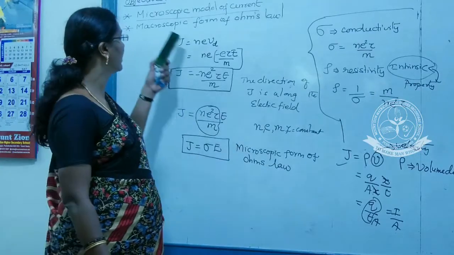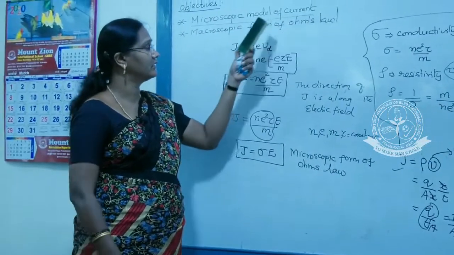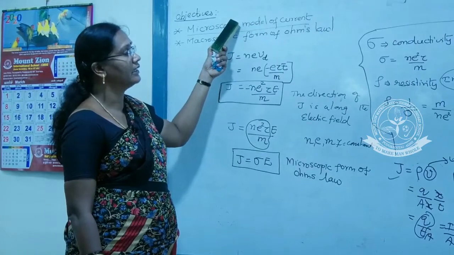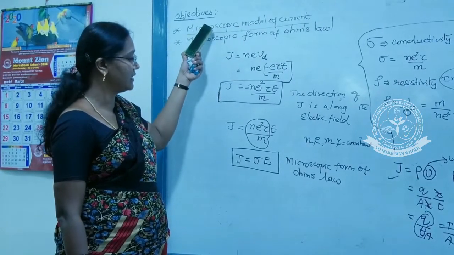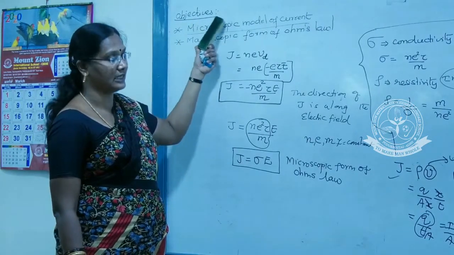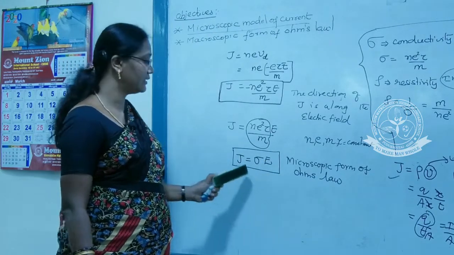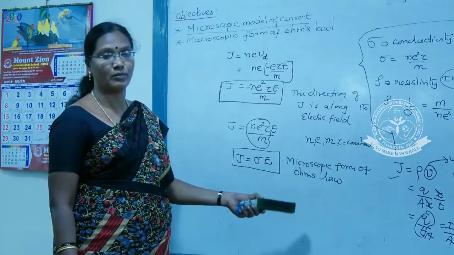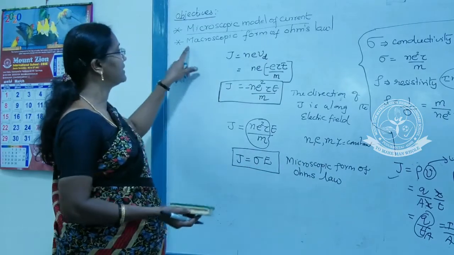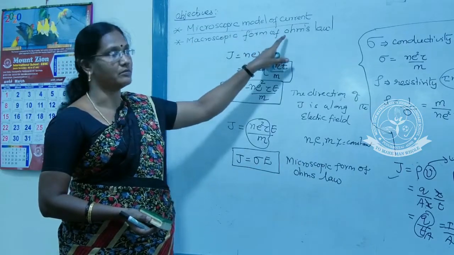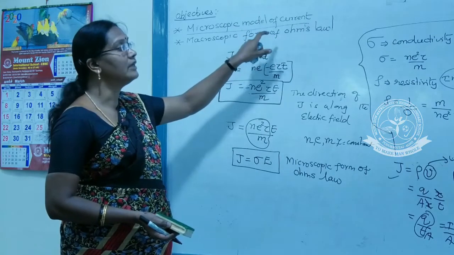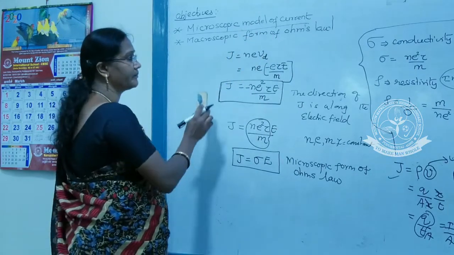So, what is our aim in the microscopic model of current? We found the current, then we found the current density, and we related the current density with sigma, what is called conductivity. This is called the microscopic form of Ohm's law. Next is the macroscopic form of Ohm's law. This is what we all know, a very famous relationship.